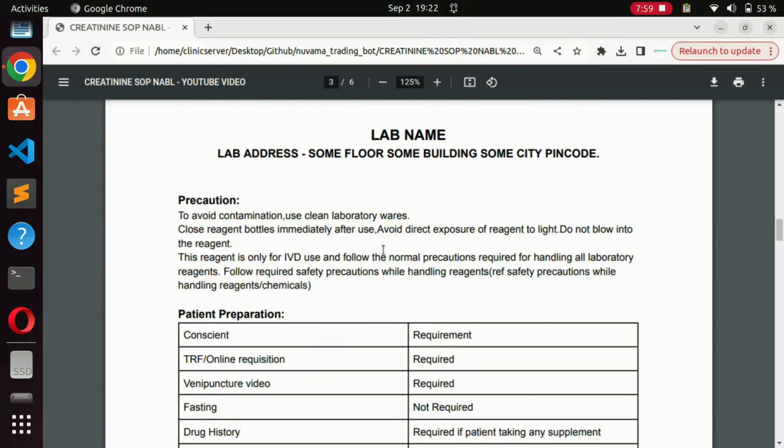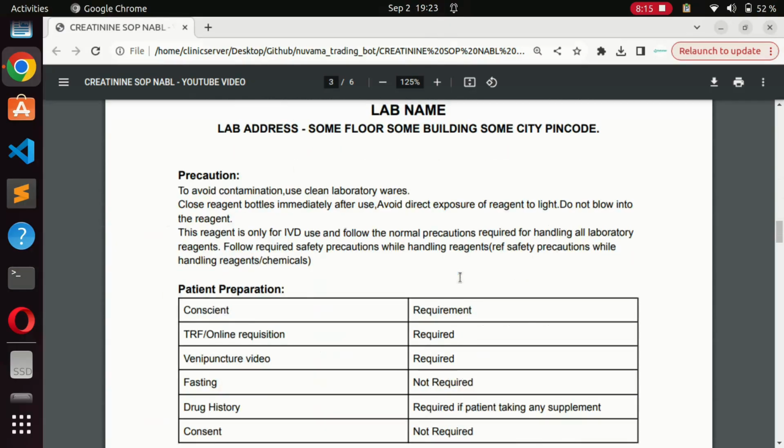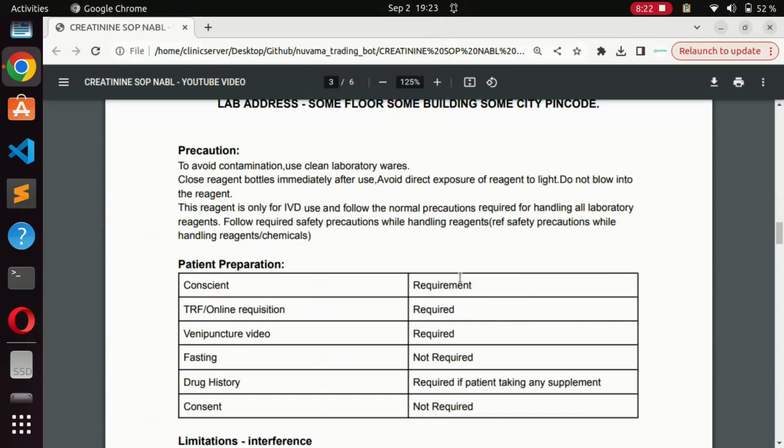The next thing is precautions. First of all, to avoid contamination, use clean laboratory wares. Close reagent bottles immediately after use. Avoid direct exposure of reagent to light. Do not blow into the reagent. This reagent is only for IVD use, and follow the normal precautions required for handling all laboratory reagents. Follow required safety precautions while handling reagents. That also includes the safety precautions while handling reagent chemicals SOP, which is a separate SOP.